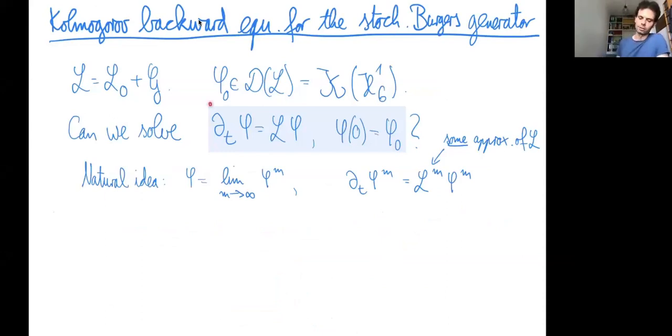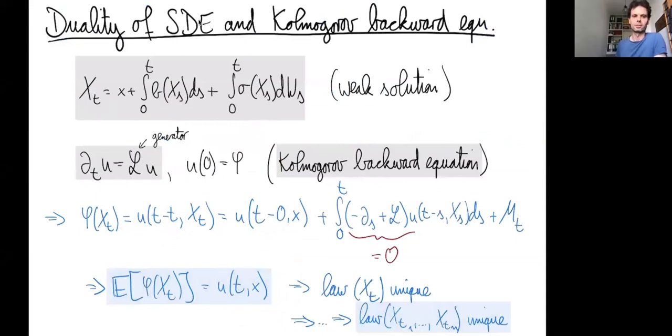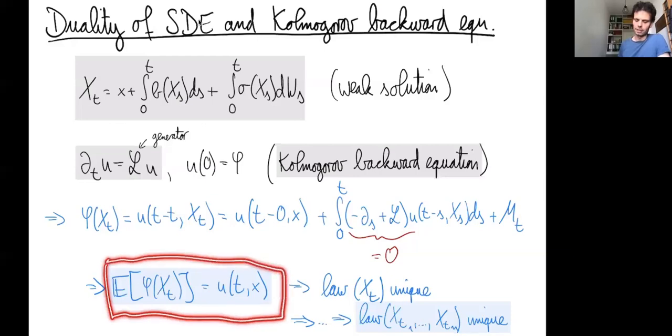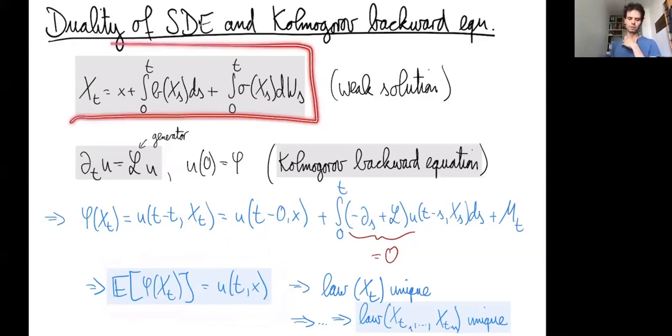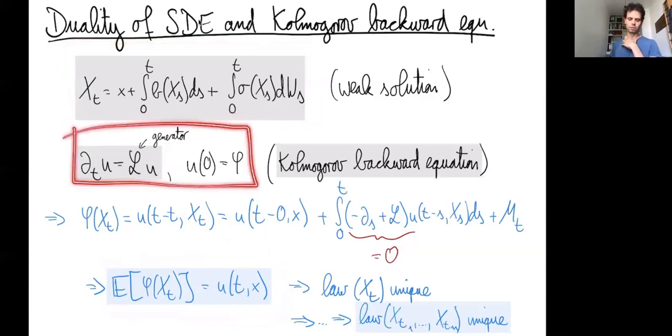Let's take an initial condition in the domain of our operator. Nicolas, yes, another question in the chat: do we need uniqueness of the equation for u? The answer is no, because what if there are two solutions here? I don't care. From this formula, any two solutions, if v is another solution, will give the same identity with v, so that tells us that v_t(x) is equal to u_t(x). At this point I really didn't use uniqueness at all. I just used that X is a process satisfying that, and u is a solution to this PDE.